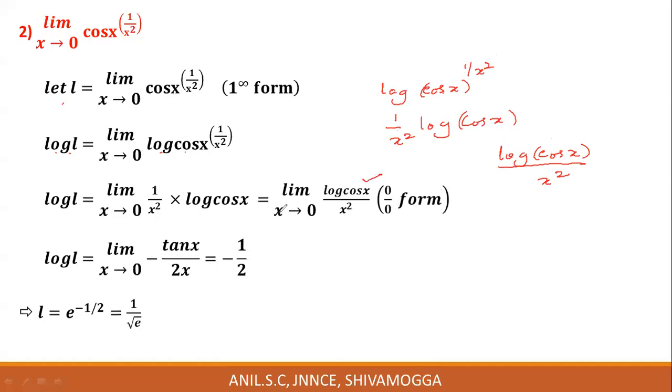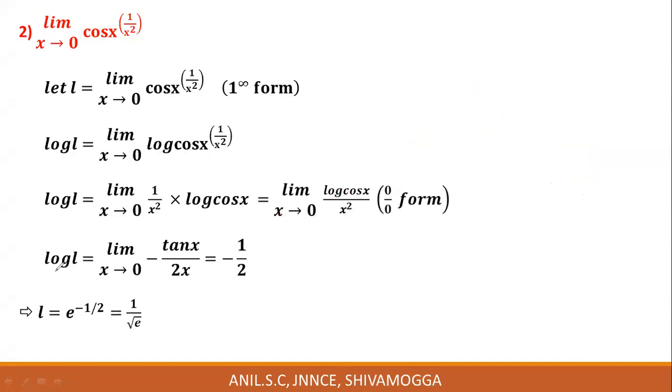Now apply limits. As x tends to 0, numerator will be log cos 0. We know that cos 0 is equal to 1. Therefore, this is nothing but log 1, and log 1 is always 0. Therefore, numerator tends to 0. As x tends to 0, x square will be 0 square, that is also 0. Clearly, it takes 0 by 0 form. We can use L'Hospital's rule.